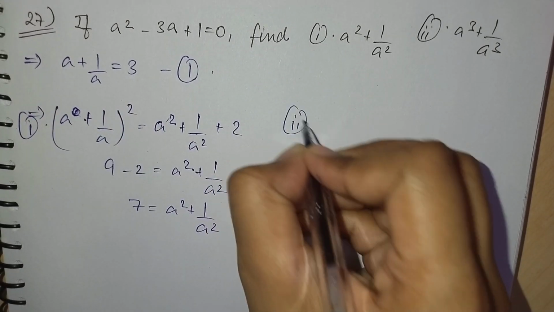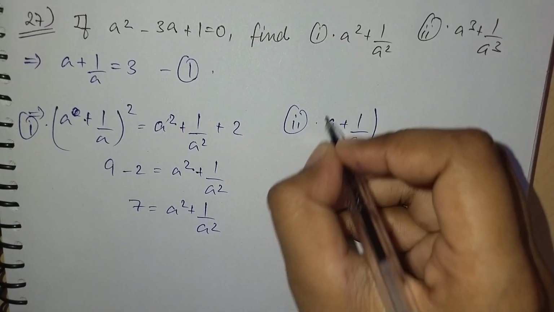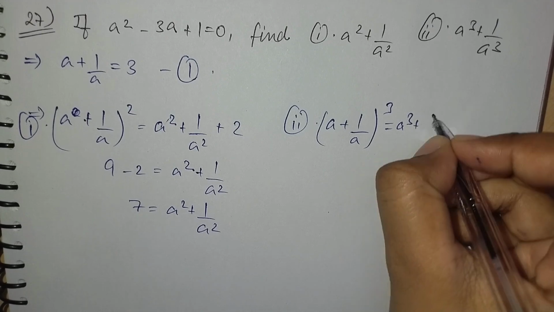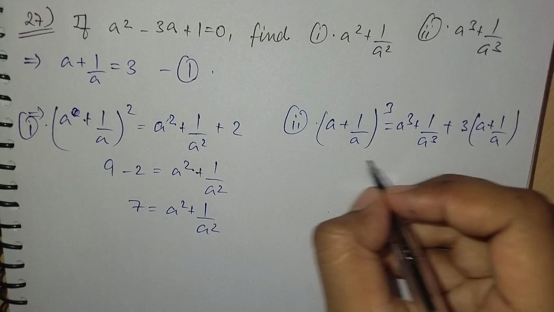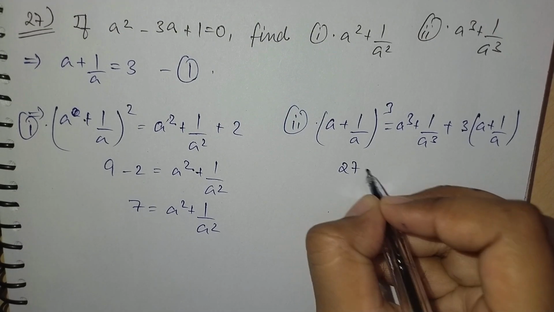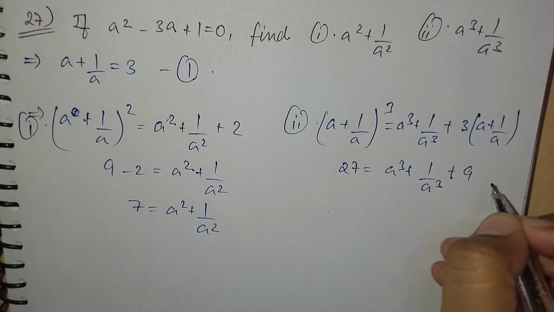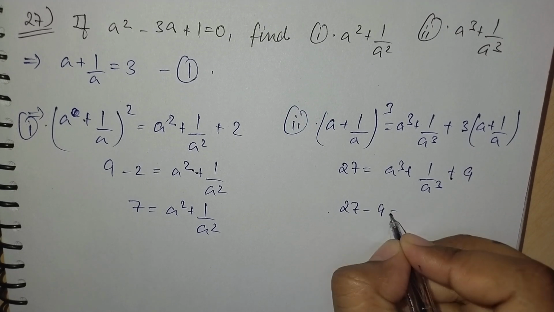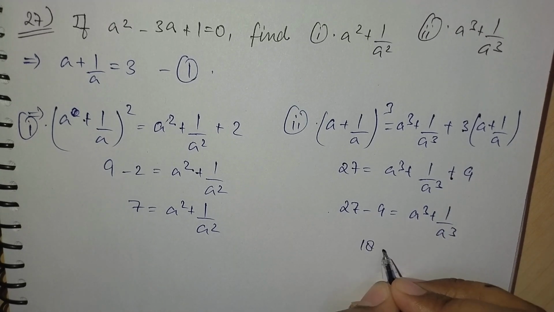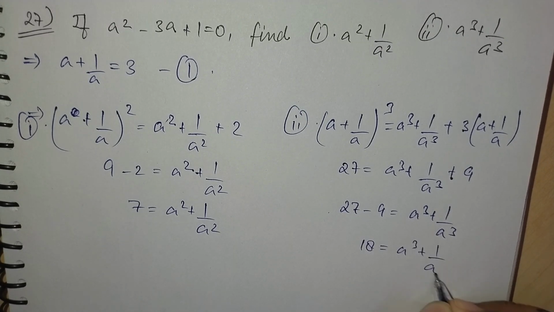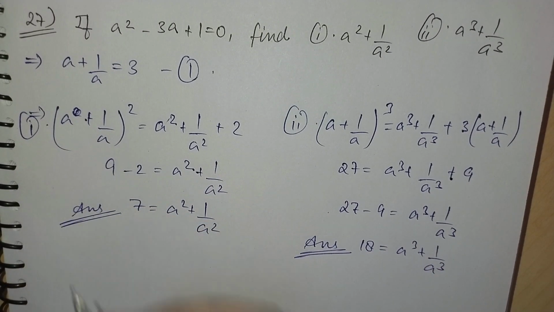To find the solution of the second part, which is a cube plus 1 by a cube, we can write it as a plus 1 by a the whole cube equal to a cube plus 1 by a cube plus 3 into a plus 1 by a. We can write it as 27 equal to a cube plus 1 by a cube plus here 3 into 3 equal to 9. So 27 minus 9 equal to a cube plus 1 by a cube equal to 18 as the answer in this question. So this is the answer of the second part and this is the answer of the first part of the 27th question.